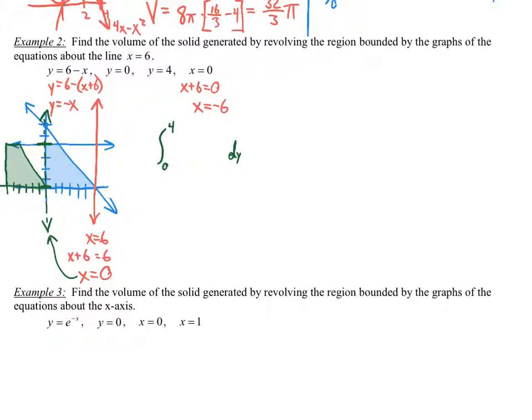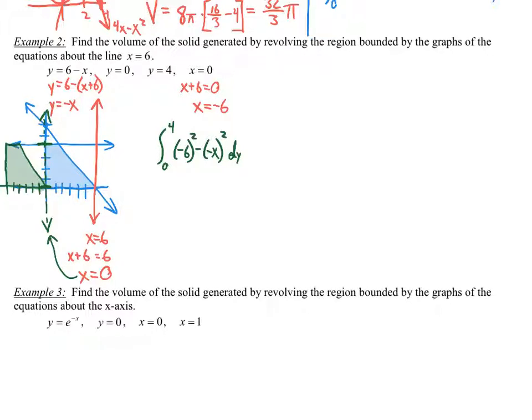So the one that's further away is this x equals -6. So I'm going to have -6 squared minus the one that's closer to. Well, the closer one is a -x, and I'm going to square that. So you get the one further away from the axis minus the one closer to the axis.